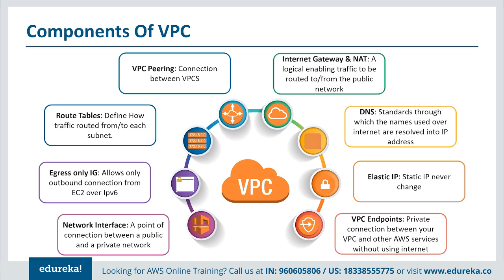Then you can implement DNS within your own VPC, set up elastic IPs. We have already seen that, VPC endpoints. This allows you to connect your environments outside AWS. Then route tables. This is where you get to set rules on how you want the traffic to be routed. Network interfaces we have already seen. They act as an entry and exit point for your EC2 resource.